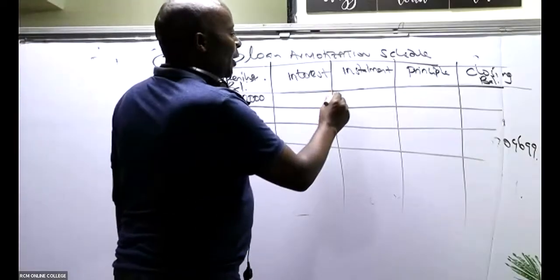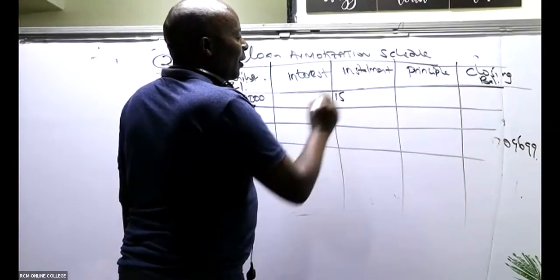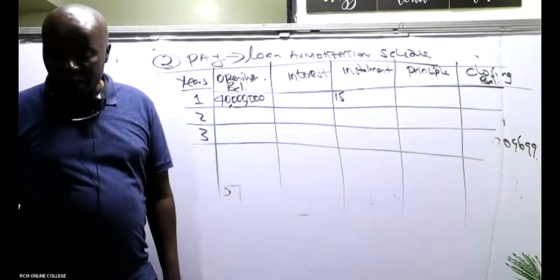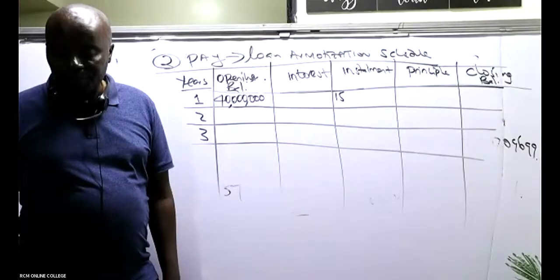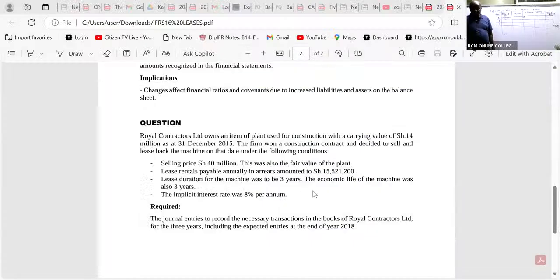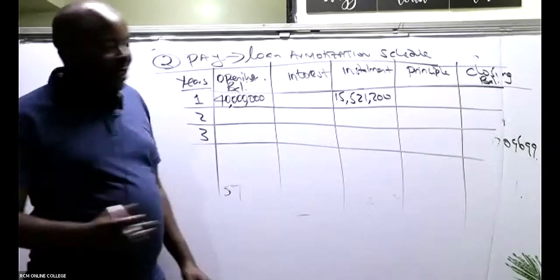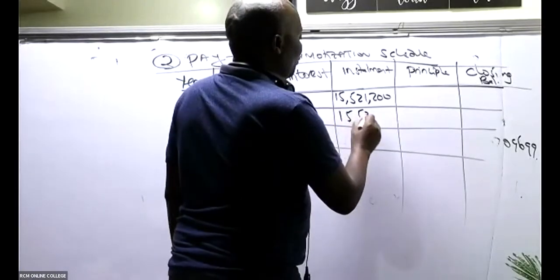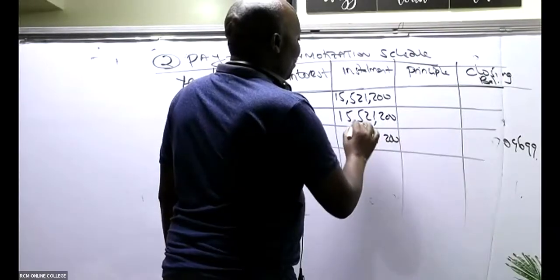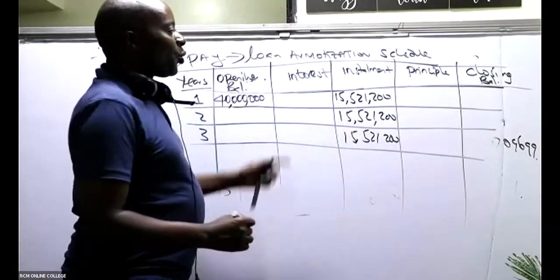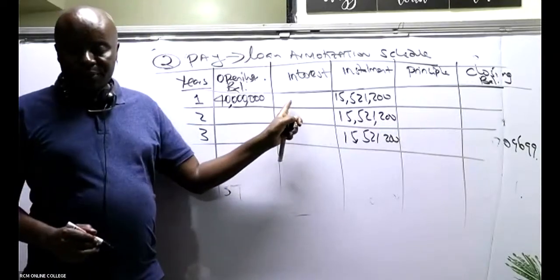We know the installment per year. Let's pay it. So we know it's 15,521,200, like that. And then remember, we are paying this on an equal basis. Let's pay it. 15,521,200. Remember, it can't be that easy. There will be issues like interest. Interest will be there.